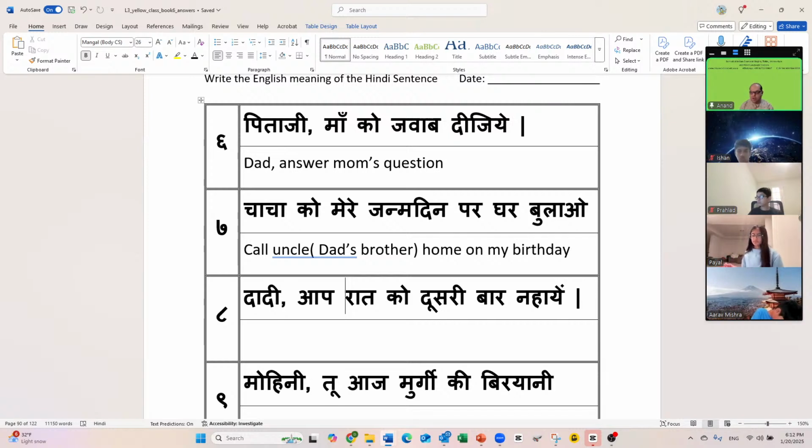Very good. Okay, let's repeat. माँ प्रहलाद को मेरे जन्मदिन पर घर बुलाओ. It seems Prahlad is up for a treat now. He's going to get invited to Payal's birthday. Okay. Let's have Prahlad read the next sentence.